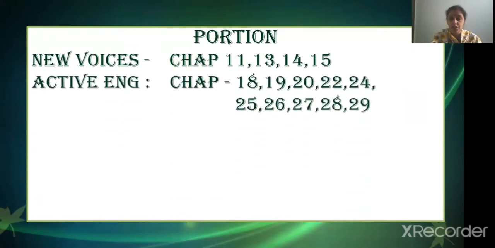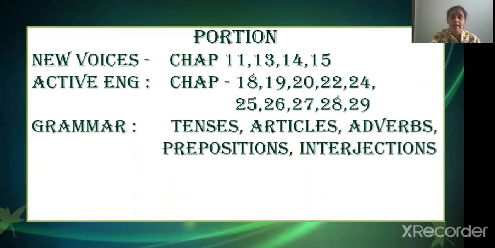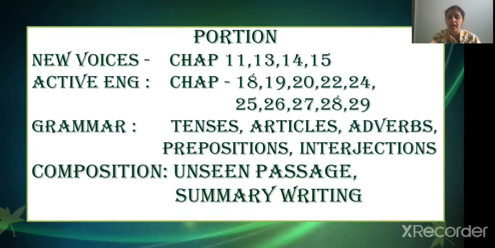Then in Active English, you'll have chapters 18, 19, 20, 22, 24, 25, 26, 27, 28, 29. In grammar, you'll be having tenses, articles, adverbs, prepositions, interjections. And in composition, you'll have unseen passage and summary writing. So this is the portion for your essay 2 exam.